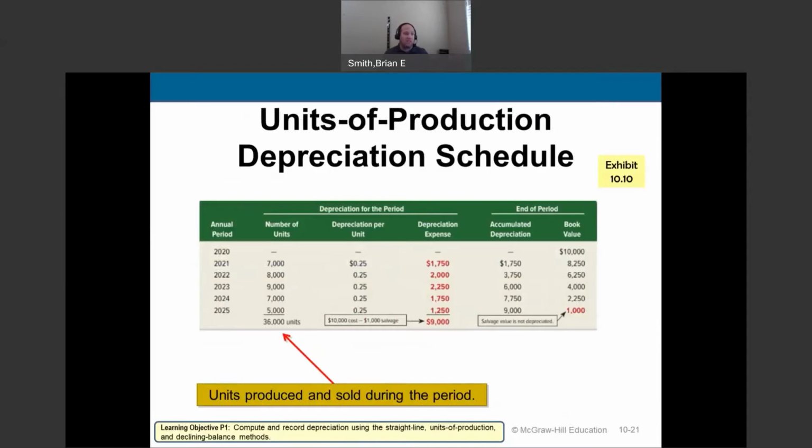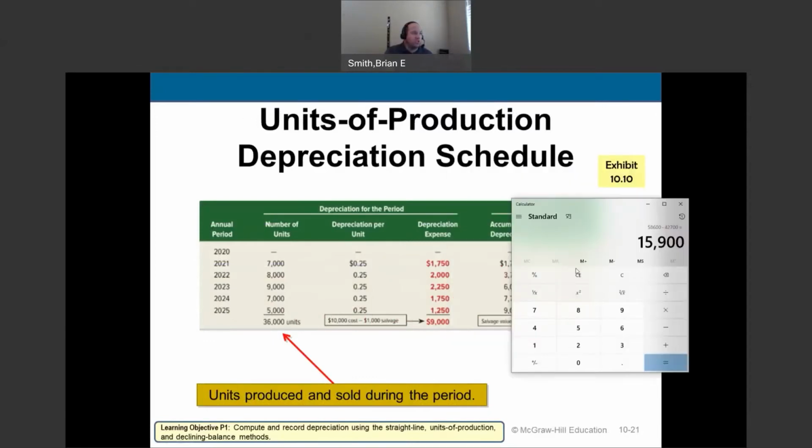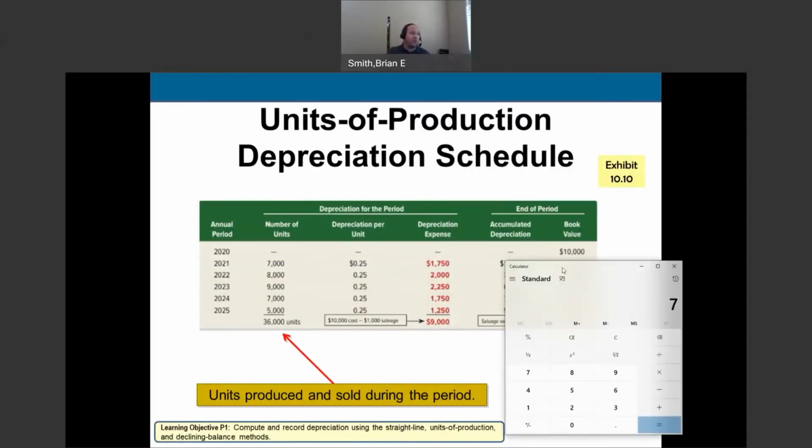In the following years, it's going to be a different cost. Either way, we get down to the last year, okay? Let's see if this adds up: 7 plus 8 plus 9 plus 7 plus 5. Okay, look, we produced 36,000 units, and that's exactly what we did.